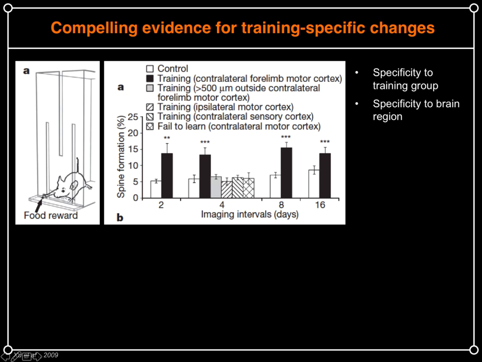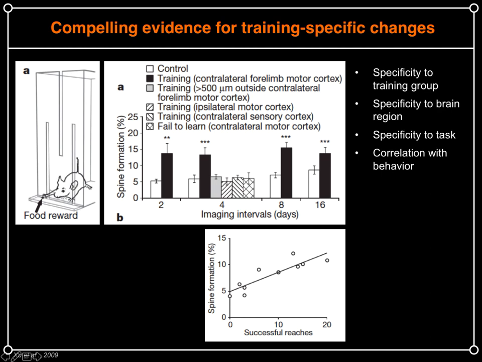So what they managed to show was that there's a specificity to the training group, and it's specific to the brain region. They also looked at the same animals that failed to learn, and were able to show the specificity to task. And finally, they looked at the relation between the number of successful reaches and the change in spine formation. So they could correlate this change in structure to a change in behavior.